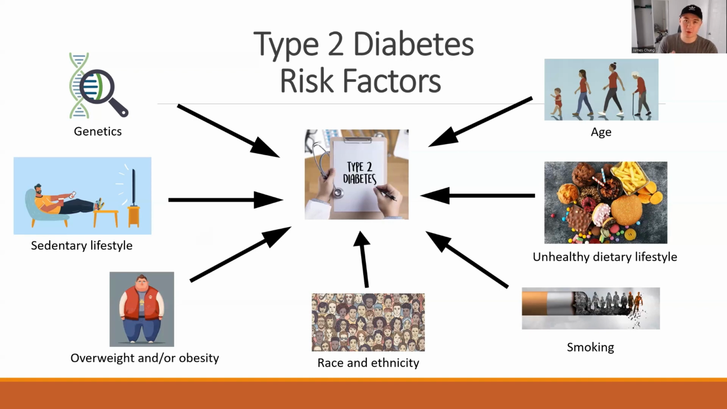Certain racial and ethnic groups are also at an increased risk for developing type 2 diabetes. As well as, interestingly enough, smoking is a risk factor for development of type 2 diabetes. Unhealthy dietary lifestyle, I think most people understand that. And age. Typically, the older you get, the higher your risk for developing type 2 diabetes becomes. So these are just some of the factors that can all play a role in developing type 2 diabetes.